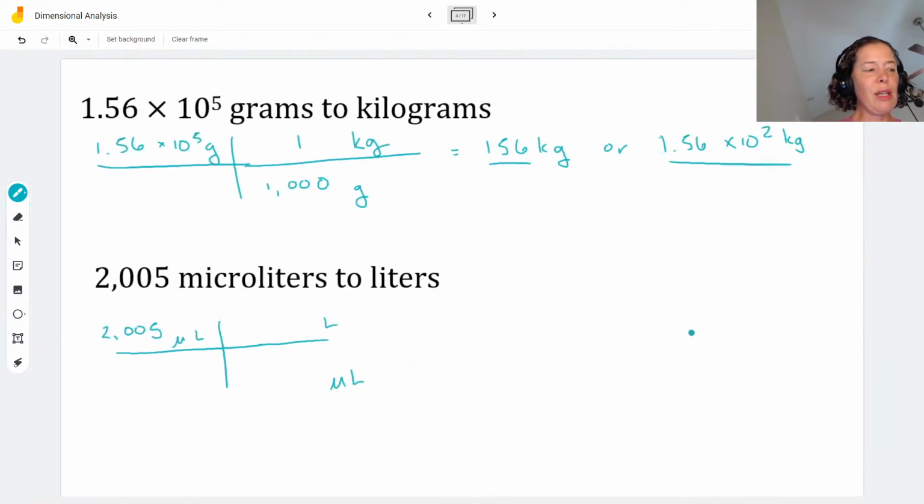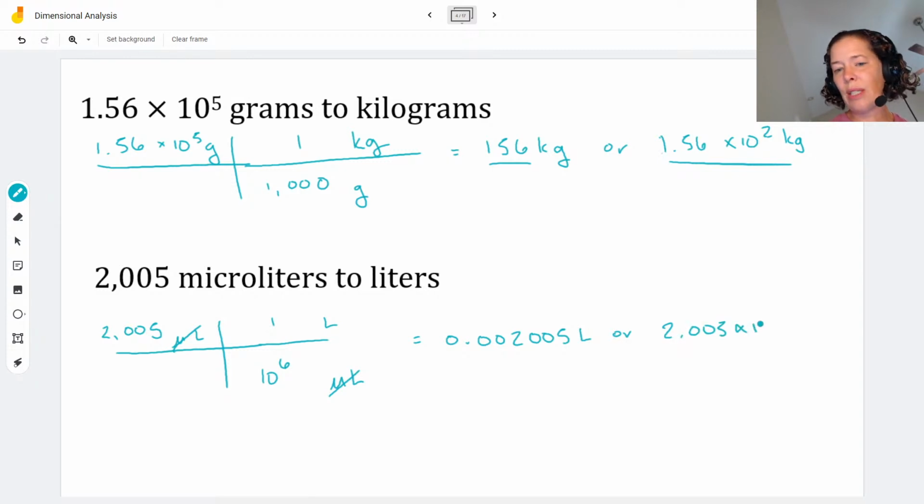But you know, I'll do this one a little bit differently. So in 1 liter, there are 10 to the 6 microliters. Again, do this however it makes the most sense to you. My microliters are going to cancel. I'm left with liters. And this gives me 0.002005 liters. Or if you want to go to scientific notation, 0.005 times 10 to the negative third. Sorry, that 5 went a little wonky.